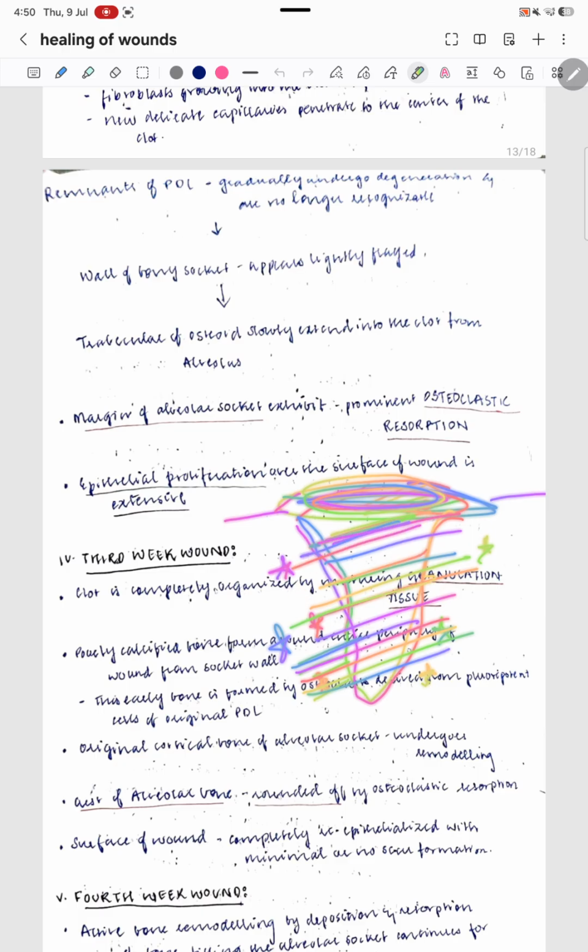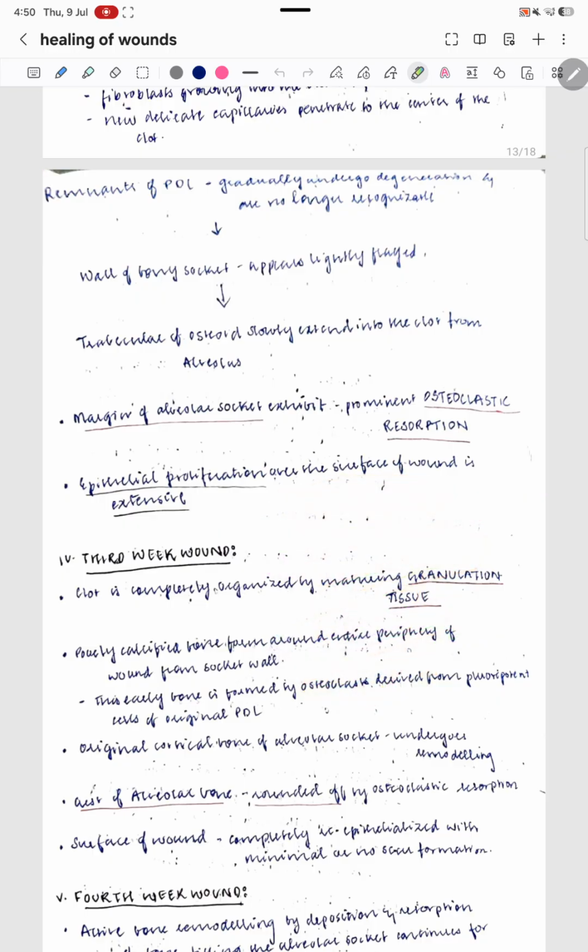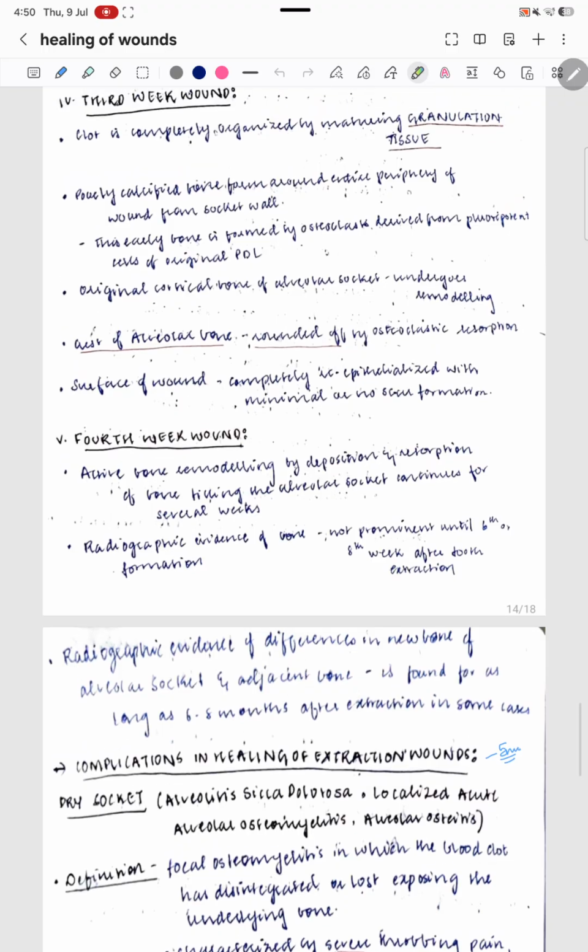While all this is happening, the bone surrounding this socket is getting resorbed. Osteoclastic activity occurs and it is getting resorbed. Then there is a formation of epithelium over the wound surface. So this is all happening in your second week.